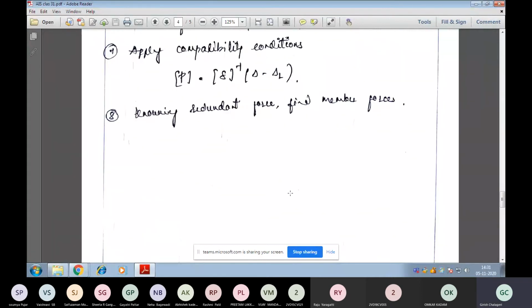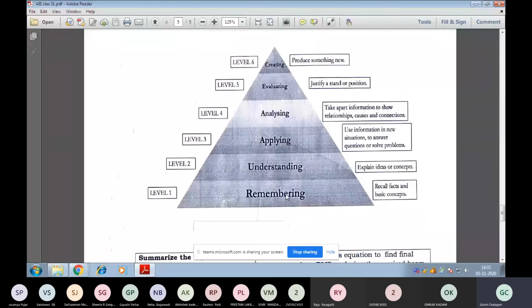In this, if you go with Bloom's taxonomy level 1, you can see today we have only recorded some facts of basic concepts, and we have explained the ideas or concepts. So today we are in levels 1 and 2. In level 1, we have remembered what we learned in determinate structures analysis and the terminology to be used here. Next one is understanding: the concept to analyze the problem that is known here.